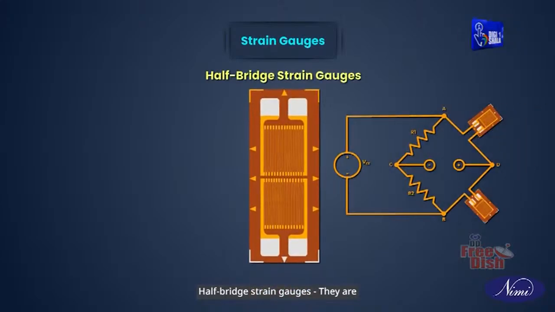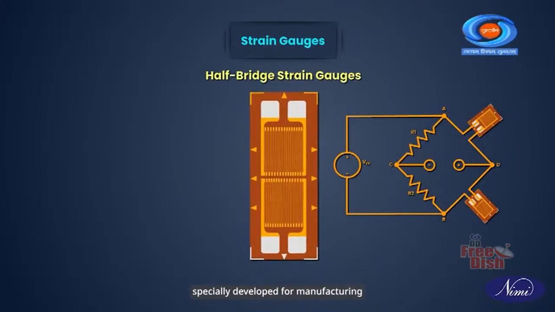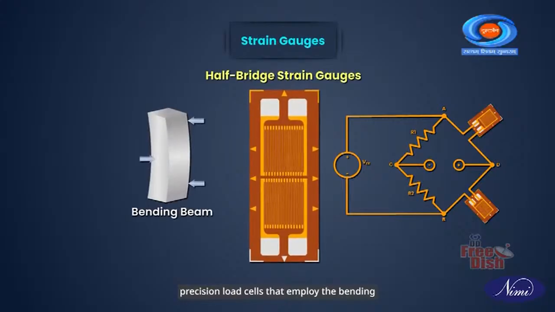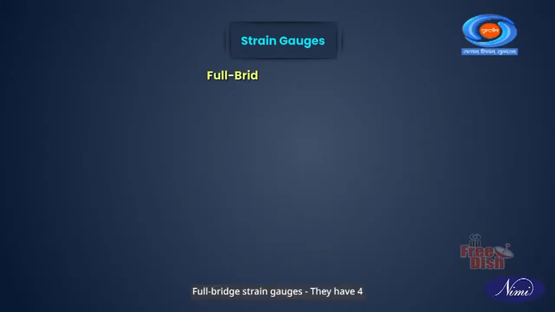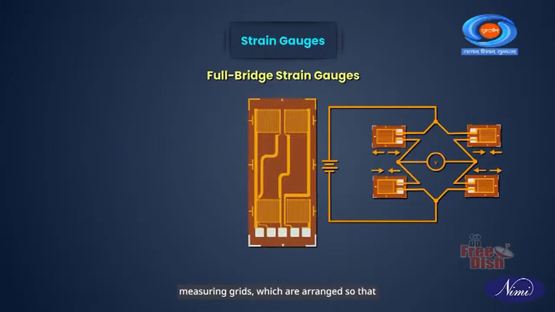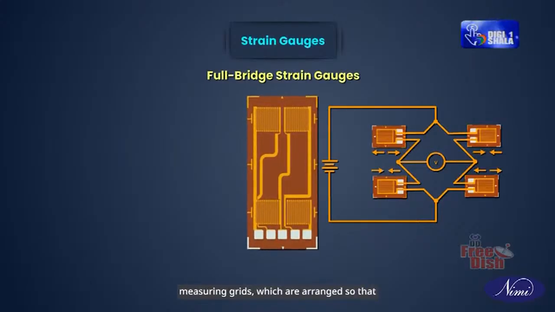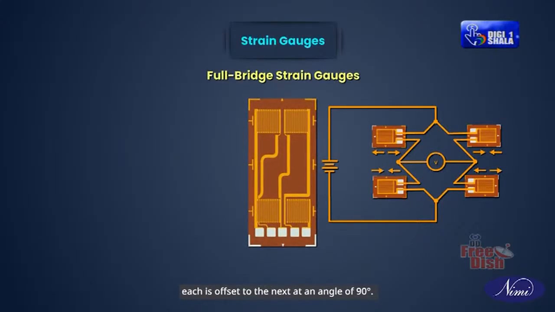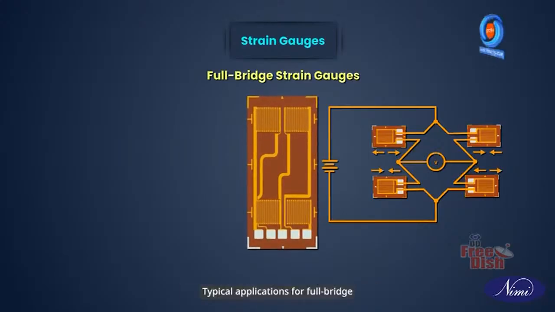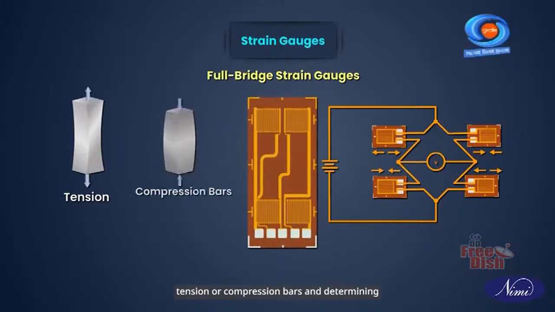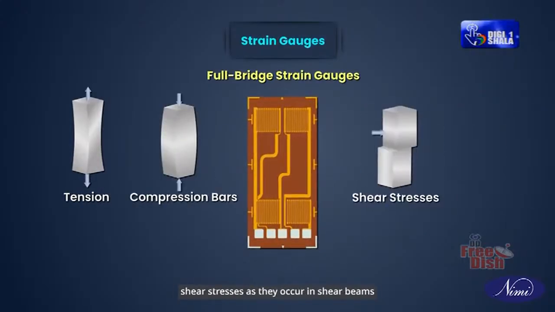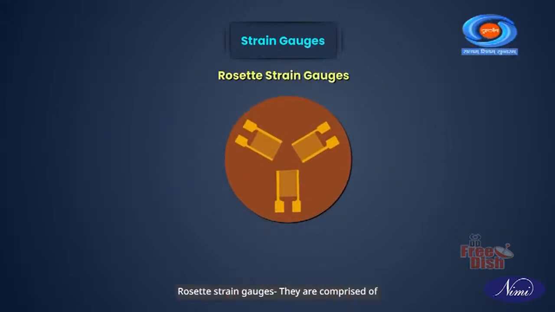Half-bridge strain gauges. They are specially developed for manufacturing precision load cells that employ the bending beam working principle. They are suitable for applications where the beam length is limited. Full-bridge strain gauges. They have four measuring grids which are arranged so that each is offset to the next at an angle of 90 degrees. Typical applications for full-bridge strain gauges include measurements on tension or compression bars and determining shear stresses as they occur in shear beams.